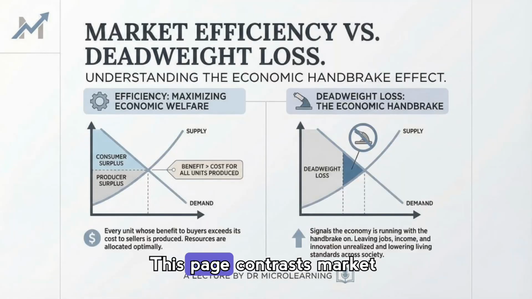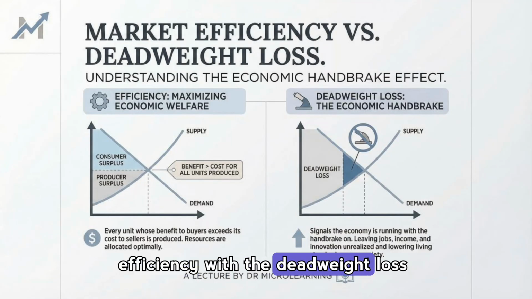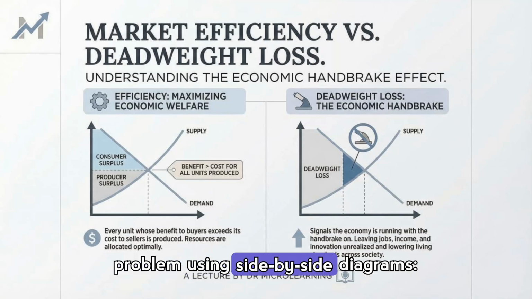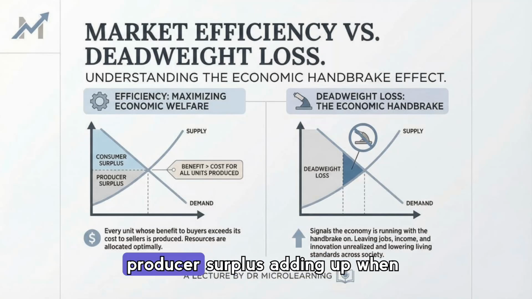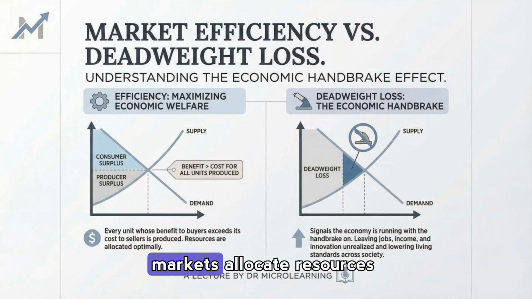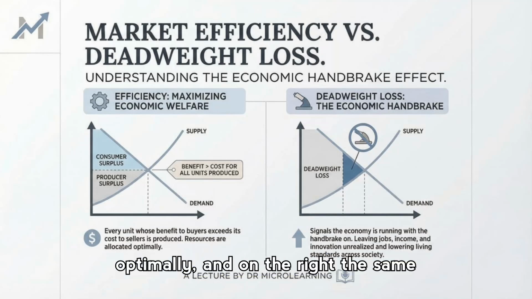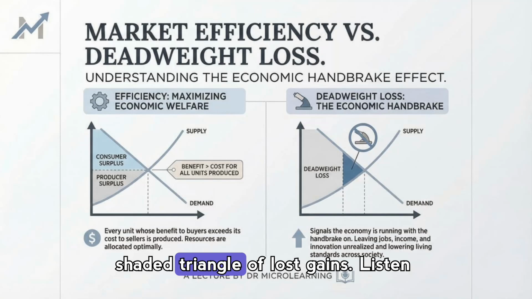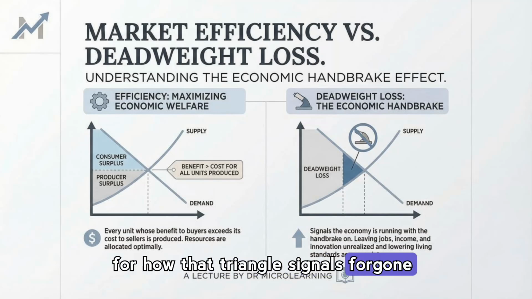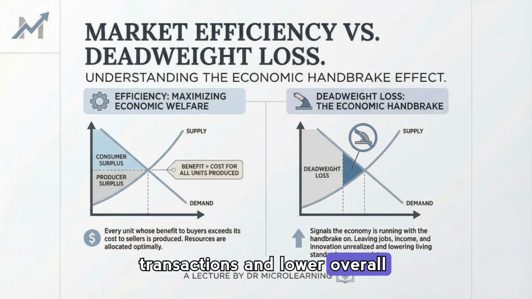power. This page contrasts market efficiency with the deadweight loss problem using side-by-side diagrams. On the left, you see consumer and producer surplus adding up when markets allocate resources optimally, and on the right, the same market with a distortion showing a shaded triangle of lost gains. Listen for how that triangle signals foregone transactions and lower overall welfare.